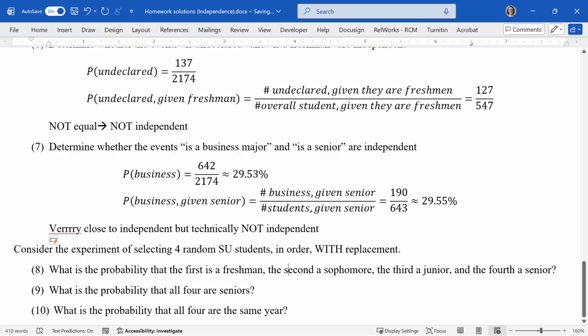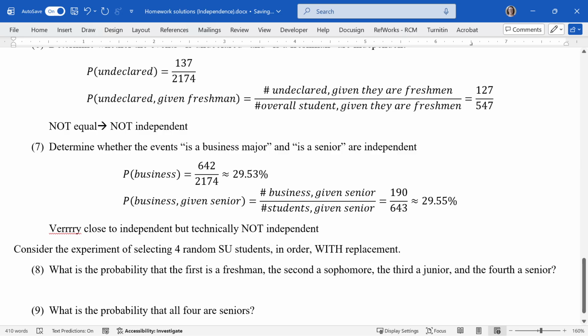So what is the probability of getting a freshman and then a sophomore and then a junior and then a senior? So I'm just going to do probability of a freshman times probability of sophomore times probability of junior times probability of senior. And I can just do these individual probabilities without worrying about any givens because I am drawing with replacement, which makes the events from the different draws independent.